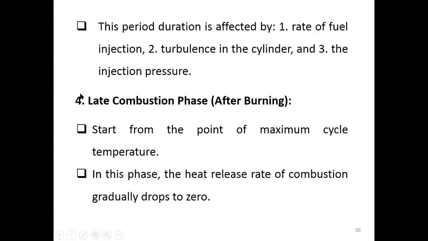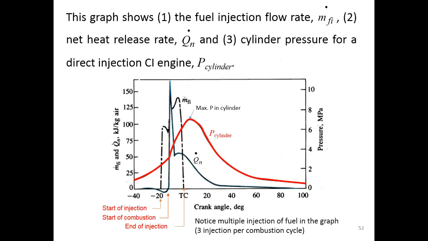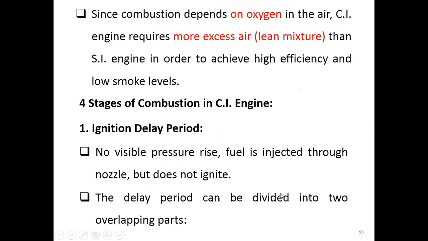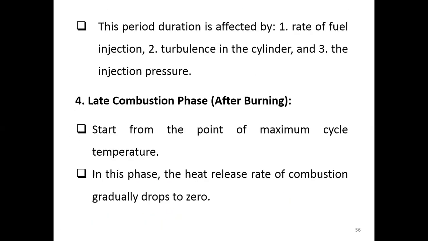Okay, and the last stage is the late combustion phase. We call it after-burning, the late combustion stage here, right? It starts from the point of the maximum cycle. In this phase you can see that the heat release rate gradually drops to zero, it gradually goes down to zero here. This is the fourth stage of combustion, which we call the late combustion phase.